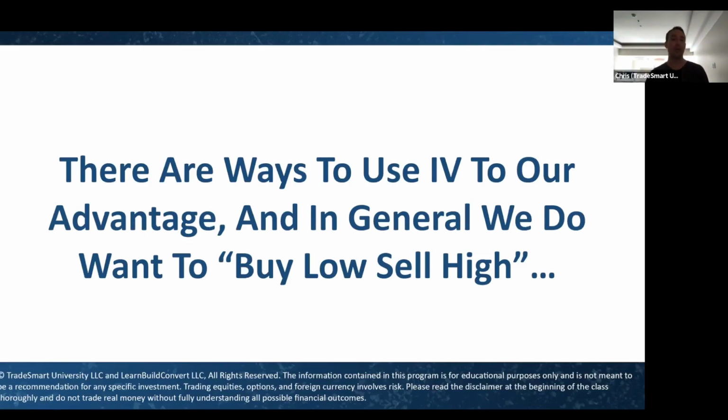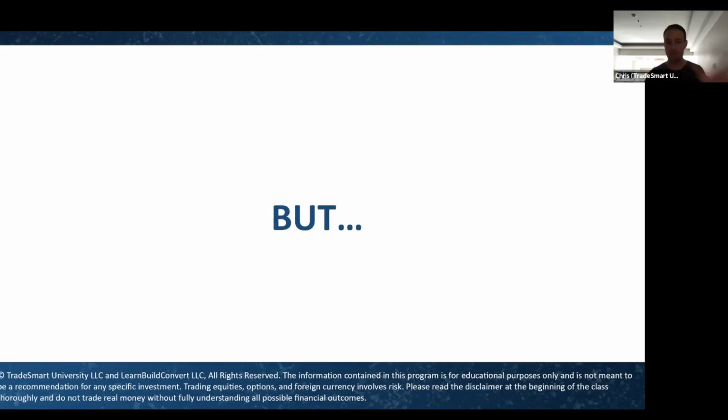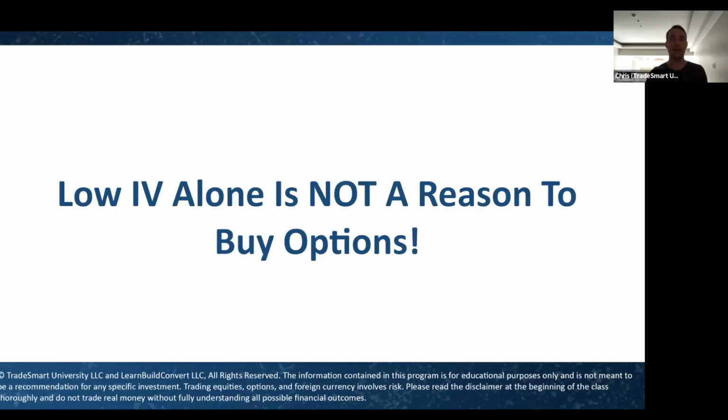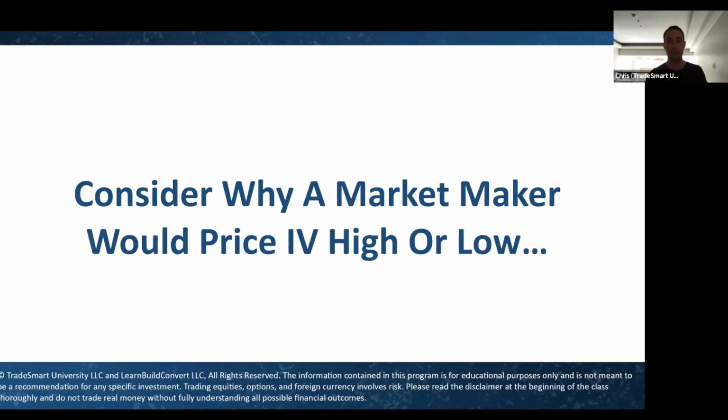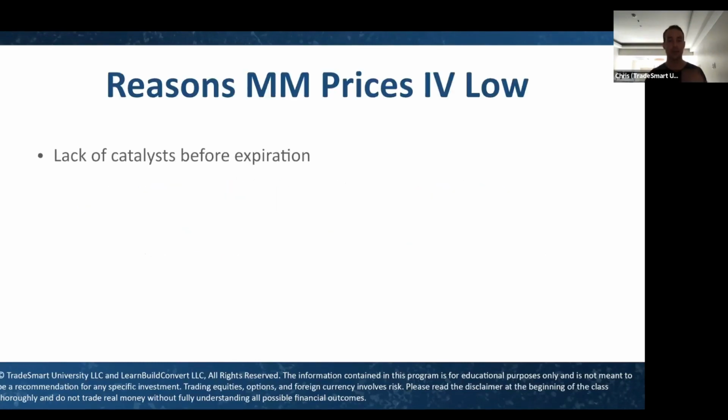And in general, we do want to buy low and sell high when it comes to implied volatility. But the big but here, the important thing to remember, is that low implied volatility by itself is not a reason to buy options. And vice versa, high implied volatility alone is not a reason to sell options. So you have to consider why a market maker would price implied volatility high or low for a security. You might not know. Let me go through some examples.